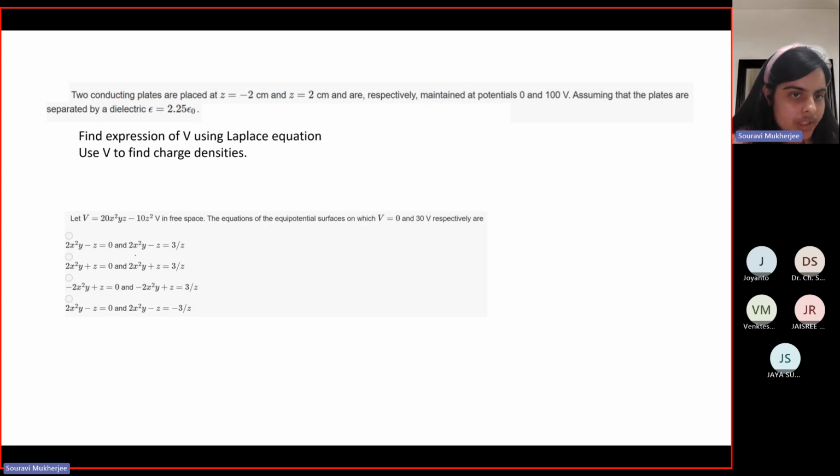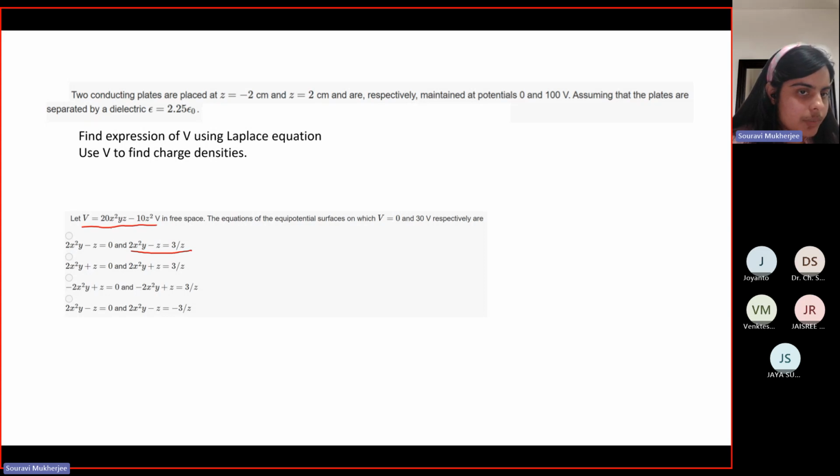So how do you do it? Suppose this is your expression of the equipotential surface at t equal to 30. That means if any two of x, y and z are given, you can find the third quantity from here, right? Use this relation to find x, y, and z. Now, this is your general expression of V.